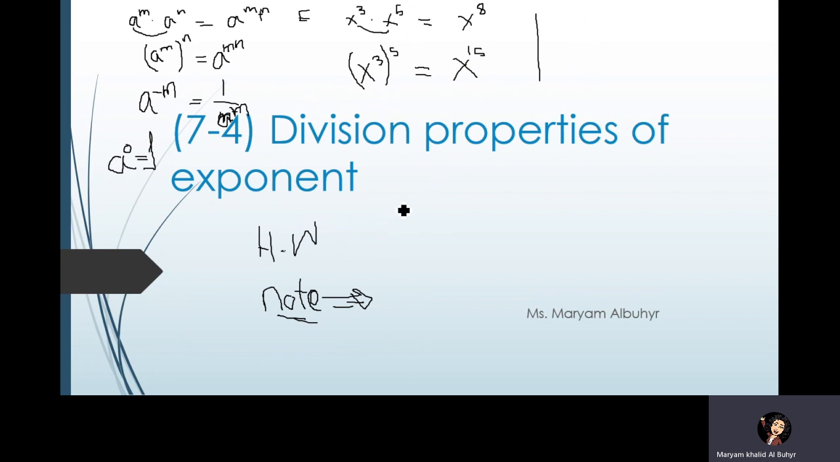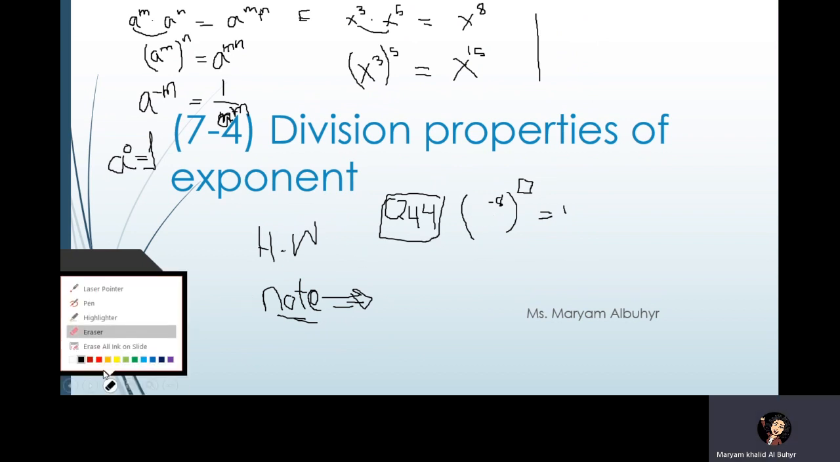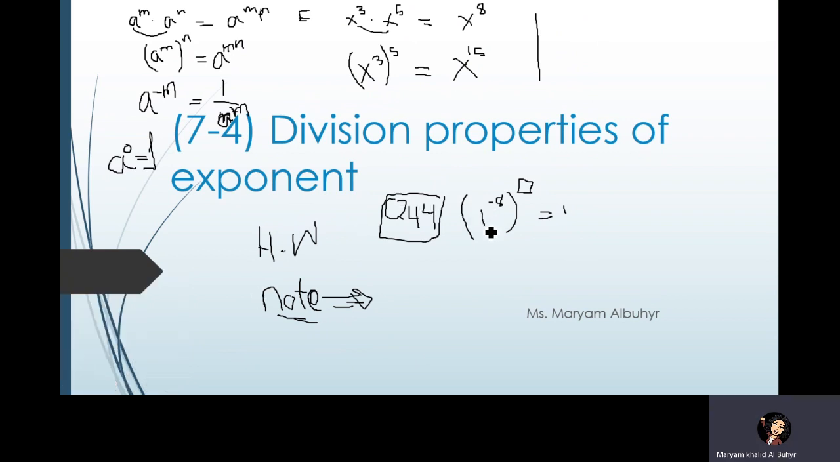I just had many questions about question 44. So question 44 was like that: a to the power negative 8, in parentheses, then there is a square, and finally it equals n. I think the question was n. So here is n. How can you get, girls, n to the power 1? I have many students asking me about this question in the chats.